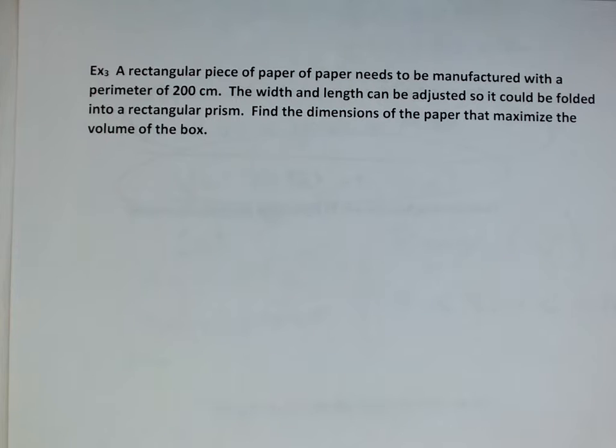Okay, now, let's go to example 3. So we could take a piece of paper. This one says we can adjust the shape. So, a rectangular piece of paper, these are manufactured with a given perimeter. Well, it doesn't have to be this. We can change it. We can make it a different shape, as long as it has the same perimeter, okay? And then what we do is we're going to fold it up to make a box. So I'm going to fold like this.